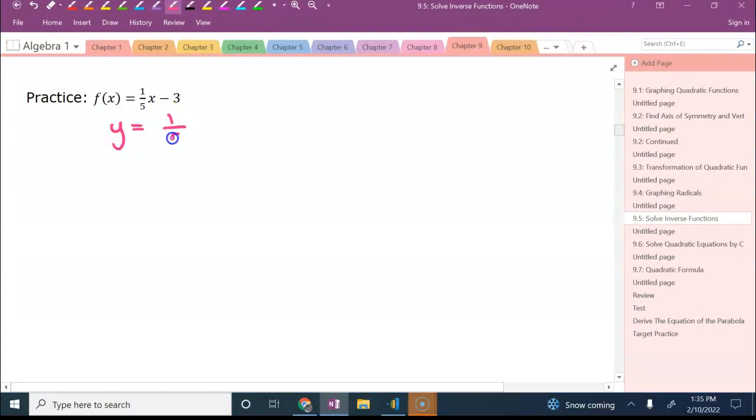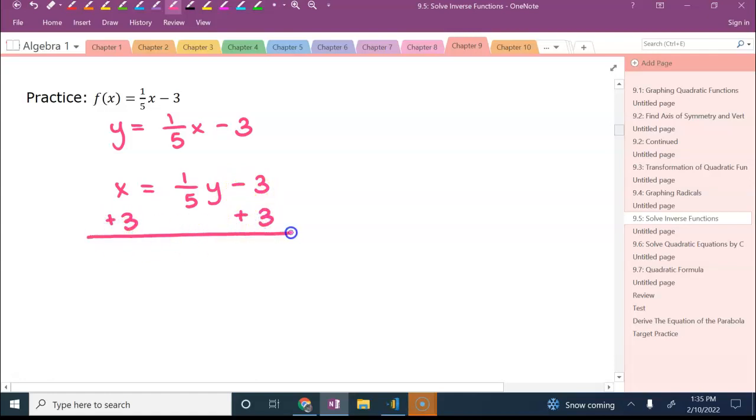First thing we're going to do is replace that f of x with a y. Then we're going to switch our x and our y around. Now I need to solve for y. I want to get rid of this minus 3 first, and I'm going to do that by adding it over here to the x. Now I have x plus 3 equals 1 over 5y.